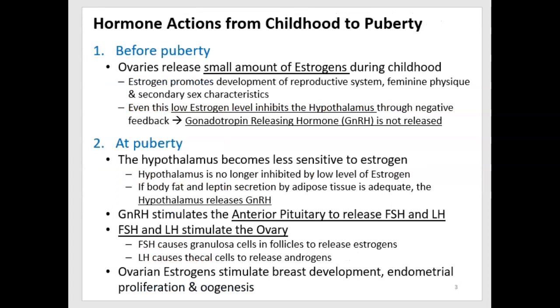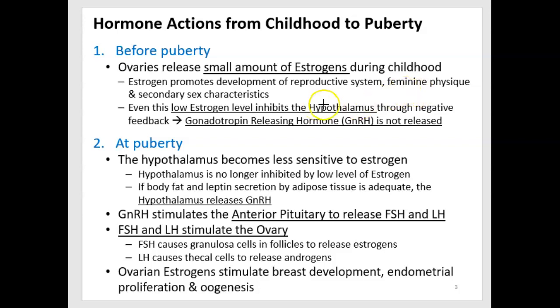So let's start with the female reproductive hormones and their actions during childhood, before puberty onset. Before puberty, the ovaries are growing and they release a small amount of estrogen throughout childhood. And this estrogen promotes the development of the reproductive system, the reproductive organs, as well as feminine physique and secondary sex characteristics, things like fat deposition.